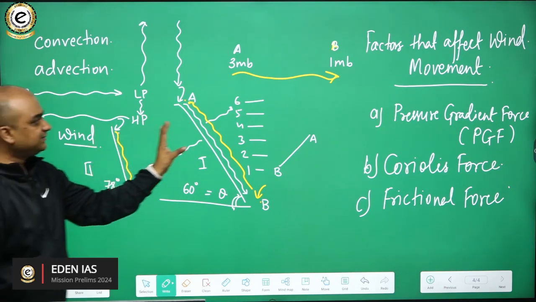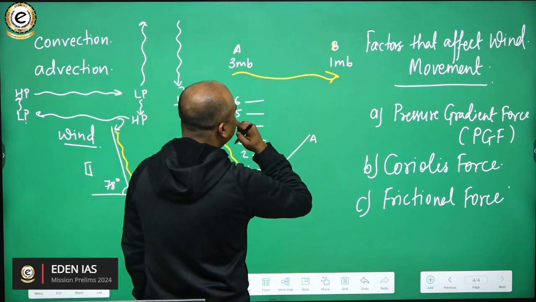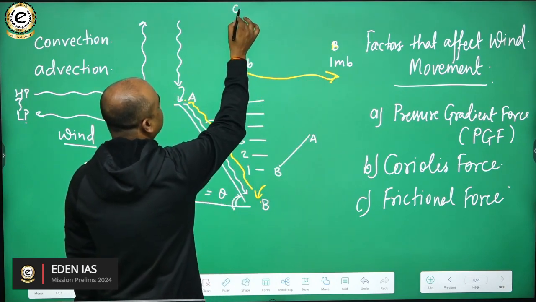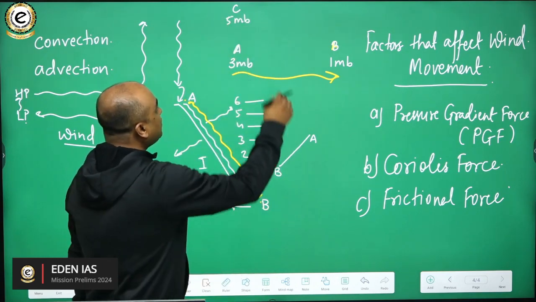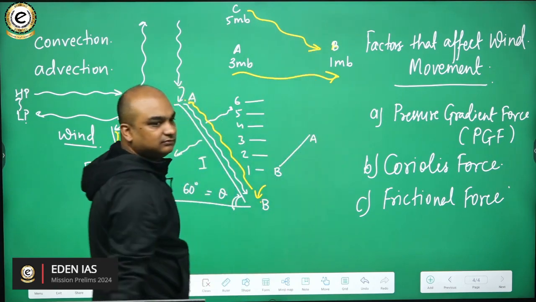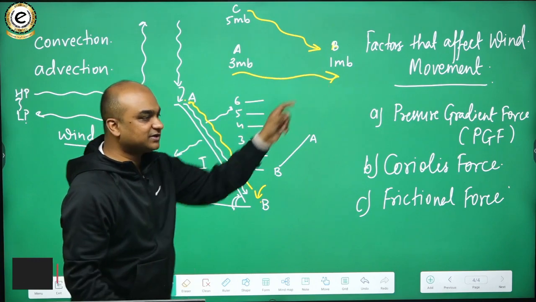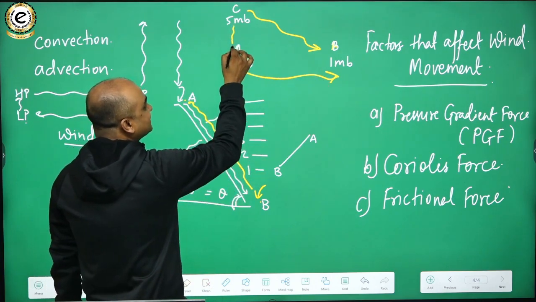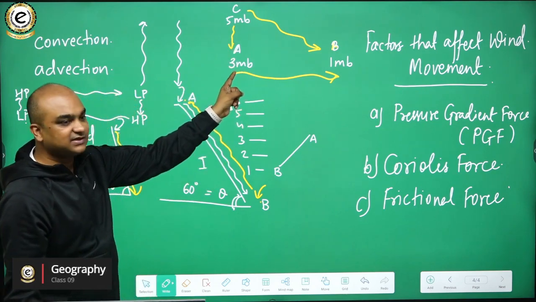Get it? Similarly, suppose I have another place, let me call it C, and its pressure is 5 MB, then air will blow from C to B as well. That could also happen, right? Because this is high pressure and this is low pressure. Some amount of air might blow from C to A as well, because relatively speaking, this is high pressure and this is low pressure.